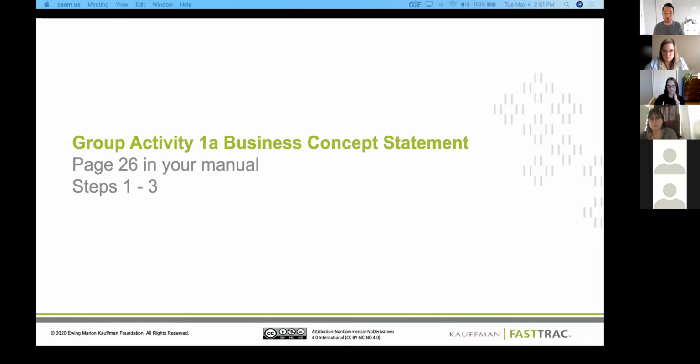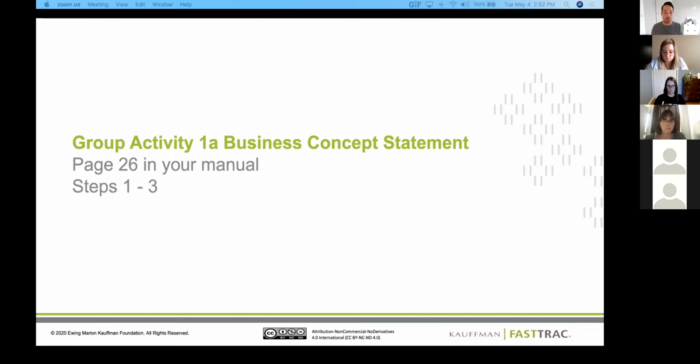Okay, so what we're going to do is get some practice in evaluating a concept statement before you write your own. So you all will need the day one Word doc on FOL. If you haven't downloaded it, open it up on your computer right now and turn to page 26. Okay. So we're going to review the concept statement for the company called Donovan's Detail on page 26 in the manual.